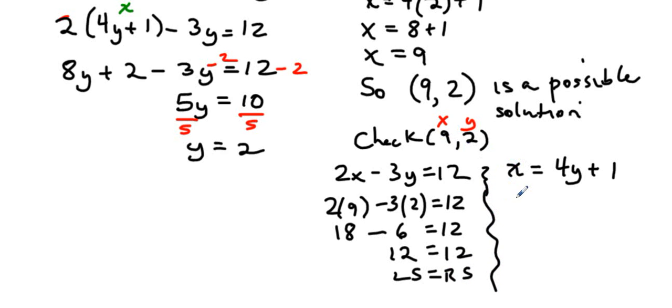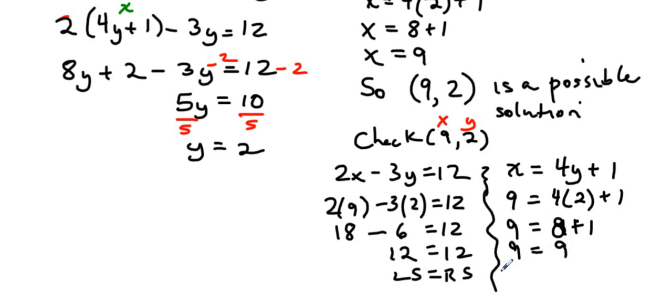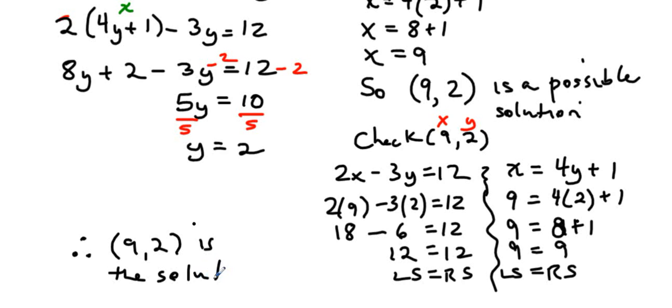Our x was 9. Our y was 2. So 4 times 2. So we've got 9 equals, that's 9. That's not 9. What am I saying? It's 8 plus 1. I'm getting ahead of myself. 8 plus 1 is 9. So 9 equals 9. And left side equals right side. So again, we can conclude, therefore, 9, 2 is the solution to the linear system.